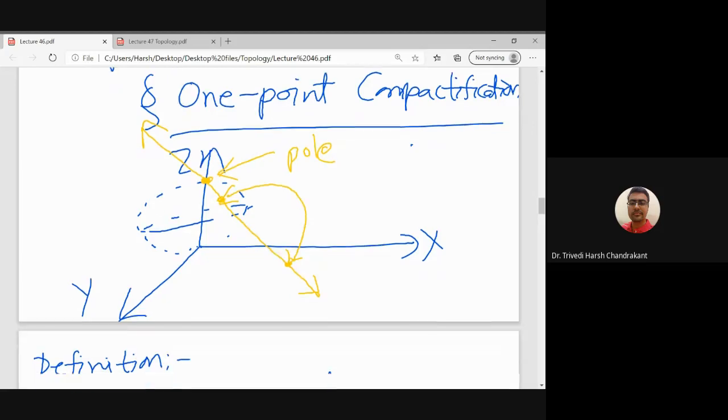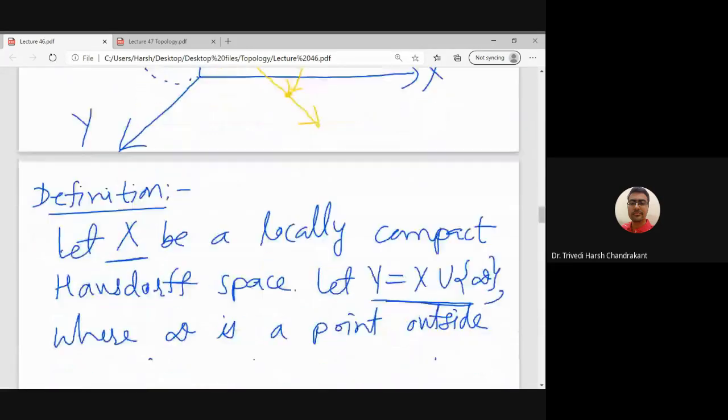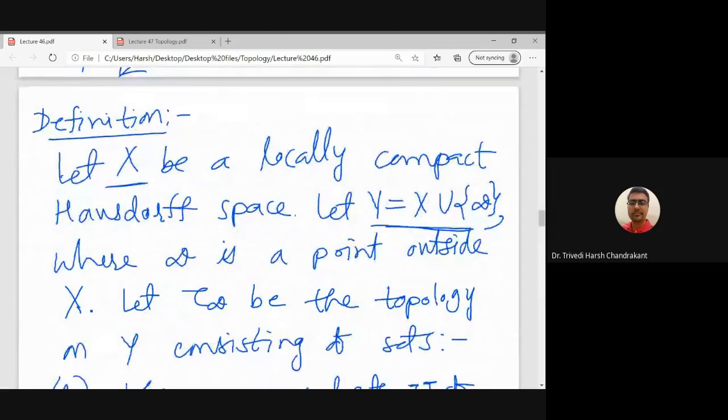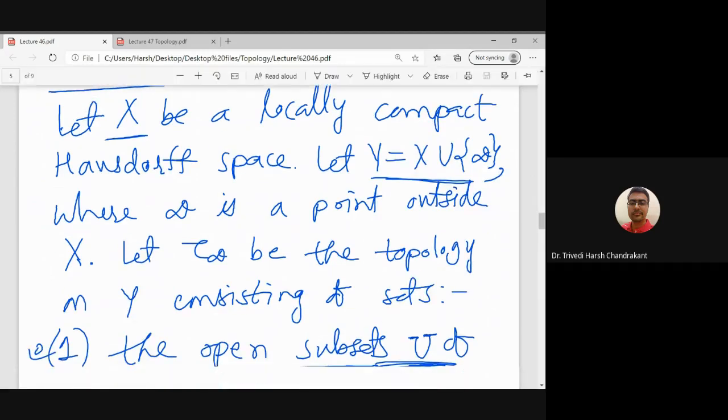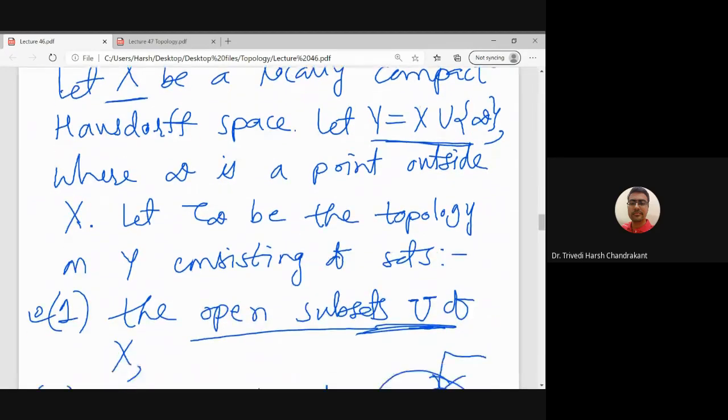So this stereographic projection we already know, but we want to do that in the general case, for example for Rn. So for that, what we do is we start with any locally compact Hausdorff space X. So in particular, we can take throughout X equal to Rn, for example. So if we take X equal to Rn, then we can define Y, which is Rn union one point, which we call infinity.